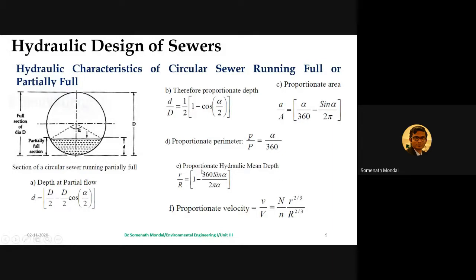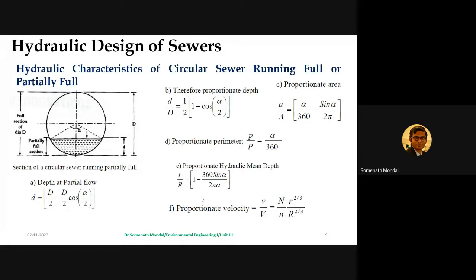The small r by capital R is nothing but the proportionate HMD, which has been calculated before. You see over here, proportionate hydraulic mean depth. So once you assume that capital N equals small n, you can write this proportionate velocity as r by R to the power 2/3, and then you can put the value of r by R, that is 1 minus 360 sine alpha by 2 pi alpha, to the power 2/3. So that becomes your proportionate velocity. Hope all of you have understood. If you do not understand, please let me know.